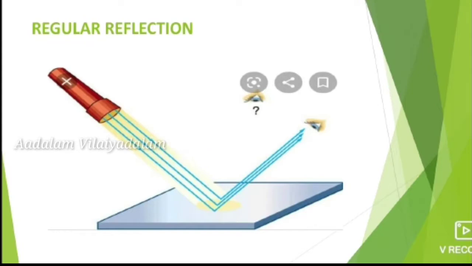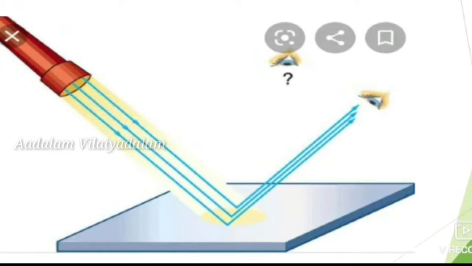If a beam of light, that is, parallel rays, falls on a smooth surface and gets reflected, the reflected rays are also parallel to each other. That is, the beam of light falls on the smooth surface and the reflected rays are parallel to each other. Both sets of rays are parallel. That is known as regular reflection. Here the angle of incidence is equal to the angle of reflection.